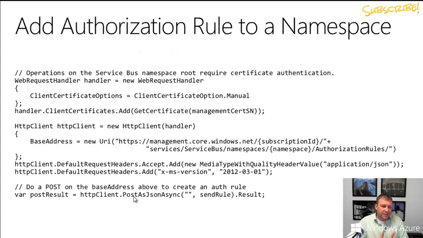So first is if you were setting an authorization rule on a namespace directly with JSON, if you want to do this through plain HTTP, then you can do that here by setting the client certificate for the management certificate. So that's going through the management endpoint, as you can see, where you can set the authorization rules on the namespace.